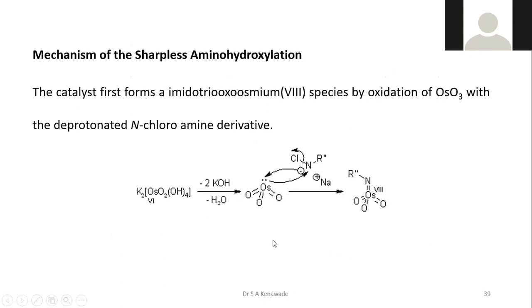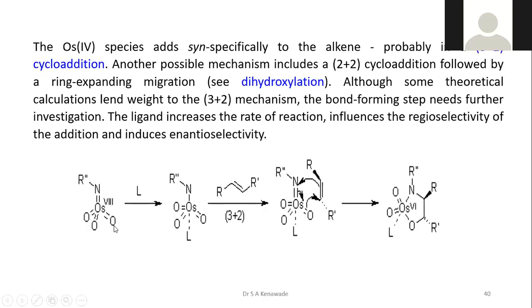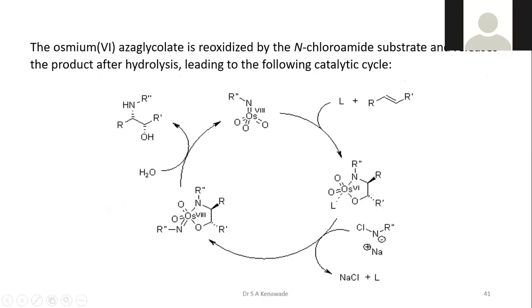The mechanism. Very first, your imidotrioxoosmium species reacts with N-chloroamine salt. Then this type of catalyst will form, and this catalyst comes again in contact with ligand to form ligand complex, and this ligand complex reacts with alkene by 3+2 addition. Then the nitrogen is binding to osmium, and here oxygen is binding to osmium. This type of compound will form. After hydrolysis, we will form our vicinal amino alcohol derivatives.